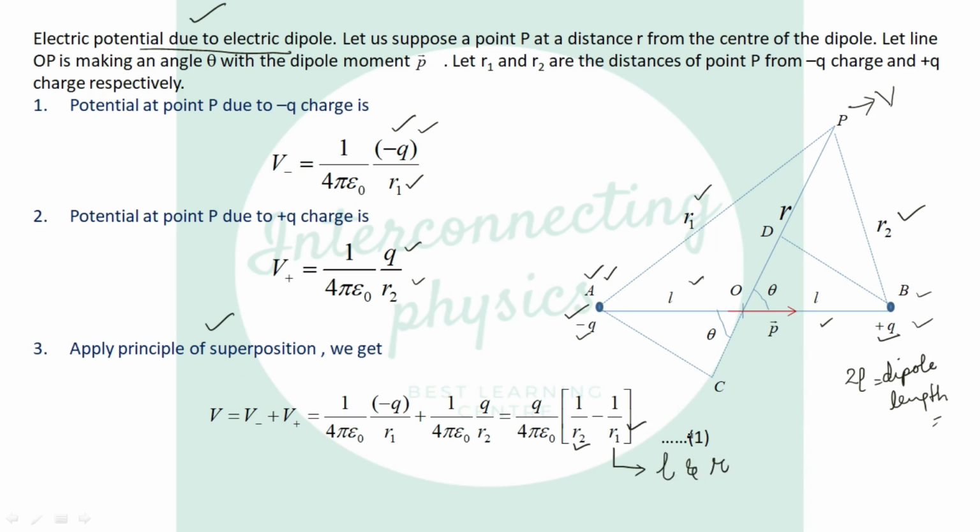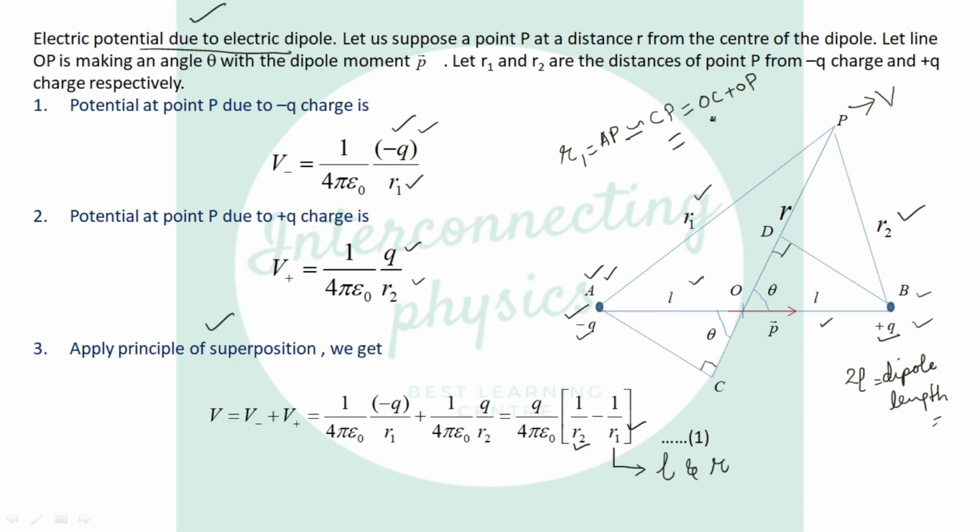Now you see here, draw a perpendicular from A at point C on the OP line which is produced backward. Similarly, draw a perpendicular from point B at D. Now you see here, what is r1? r1 is AP. But from this diagram, it is approximately equal to CP. What is CP? CP is OC plus OP.